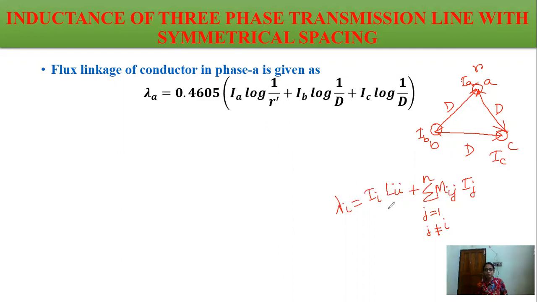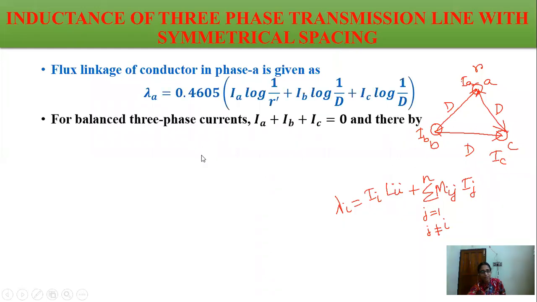If we compare this expression with the earlier one, the flux linkage for conductor A can be written with II substituted by IA and LII represented by 0.4605 log 1 by R dash. Then for the mutual part, we consider the effect of IB and IC, that is IB into 0.4605 log 1 by D plus IC into 0.4605 log 1 by D. That is the flux linkage for conductor in phase A. Similarly, in the same way, we can write for conductor B and conductor C also.